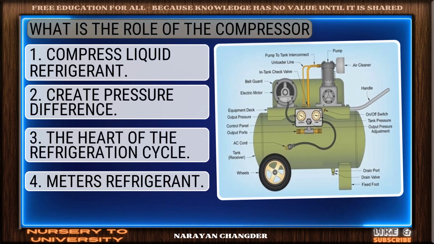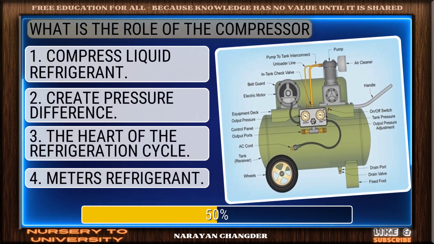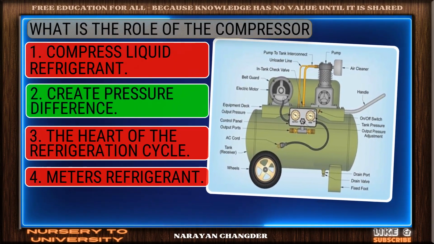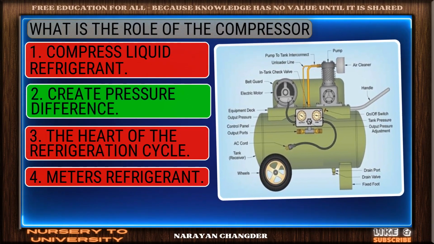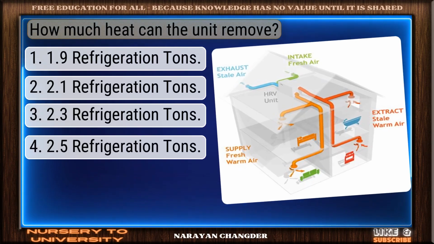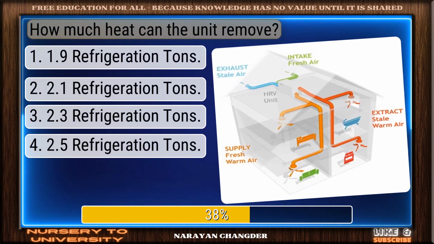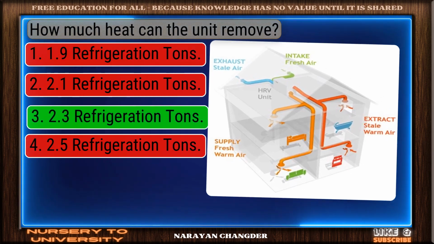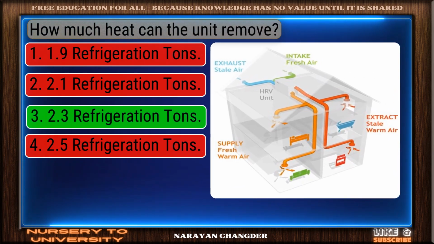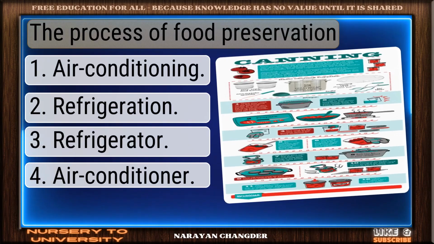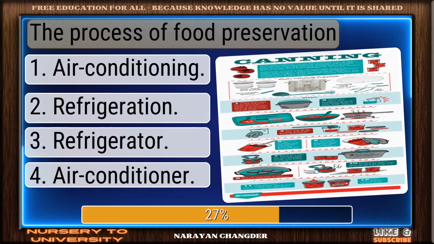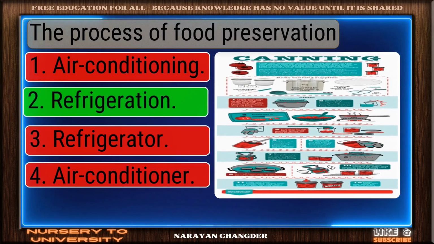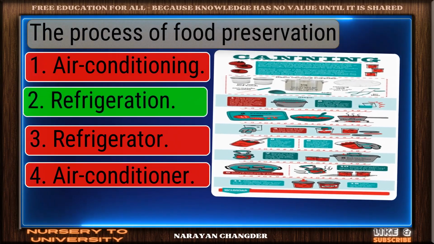What is the role of the compressor? Well picked. Create pressure difference is the correct answer. How much heat can the unit remove? Solid response. 2.3 refrigeration tons is a valid choice. The process of food preservation. You chose refrigeration, and it is correct.